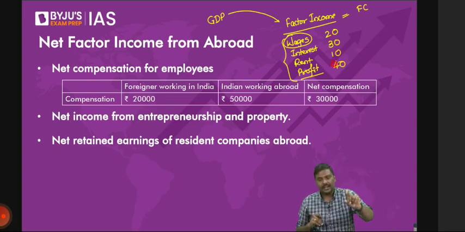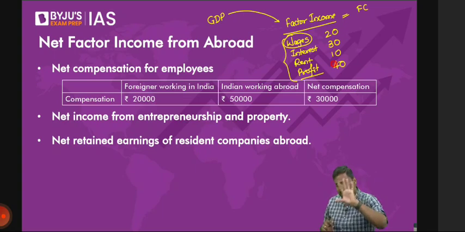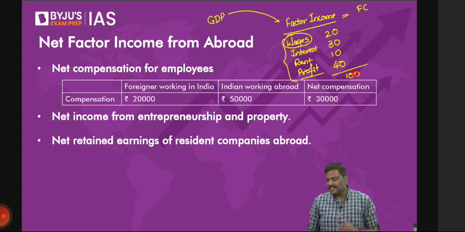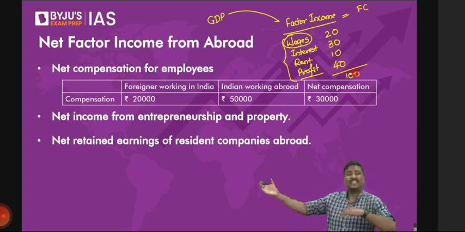Wages 20, interest 30, rent 10, profit 40. What is the GDP of India? 100 rupees. Right, 100. Again, don't say, sir, taxes are there, that is there. Let's focus on this. 100 rupees.